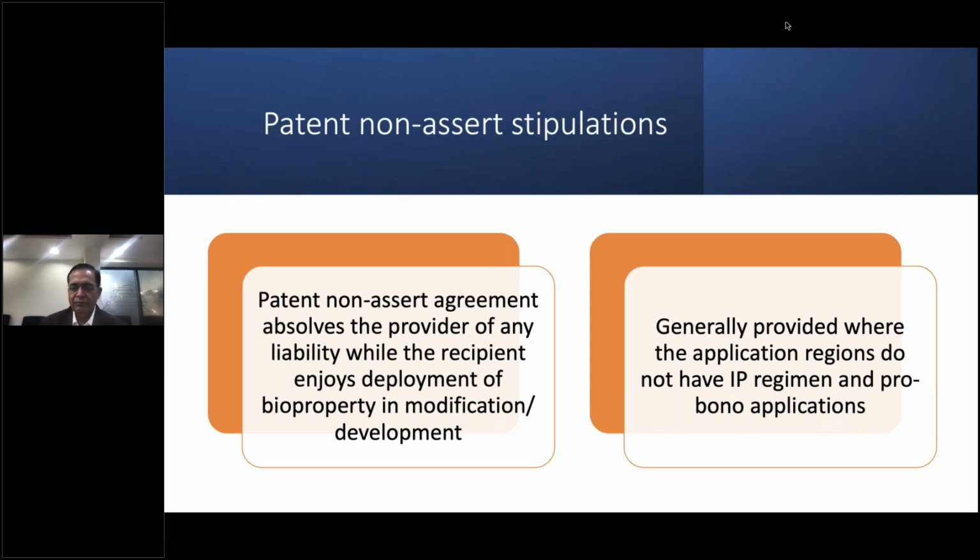Indemnification is certainly a solution, but many times, indemnification by the agency, the recipient, may be of no value to me due to their own limitations to indemnify me, really speaking. So for several of the bioproperty in unknown territories, when they are made accessible, the patent non-assert stipulations come in quite handy for us.